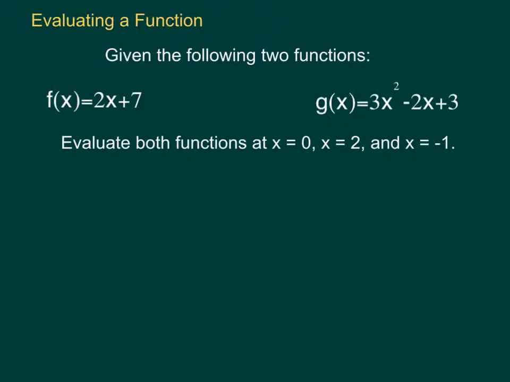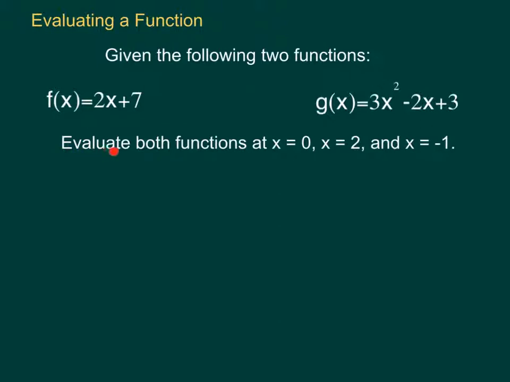All right, let's see how we can use this now. One thing we can do is we can evaluate a function. And on the last page I used f of x. It doesn't have to be f. F is the most common because f stands for function. But I've given you two examples here. One is f of x, the other is g of x. It really could be anything. And so I'm giving you these two functions. F of x equals 2x plus 7, and g of x equals 3x squared minus 2x plus 3. We're going to evaluate both functions at these three values for x: 0, 2, and negative 1.